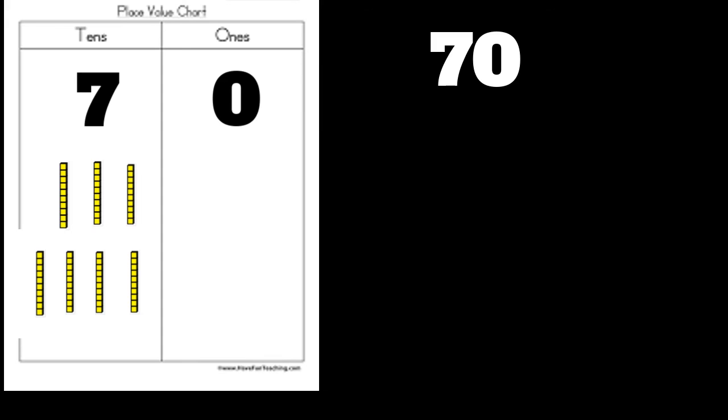Now, this is where it can get tricky. When I look at my ones column, I see that there are 0 ones. That means I don't need to add any cubes because there are 0 ones.